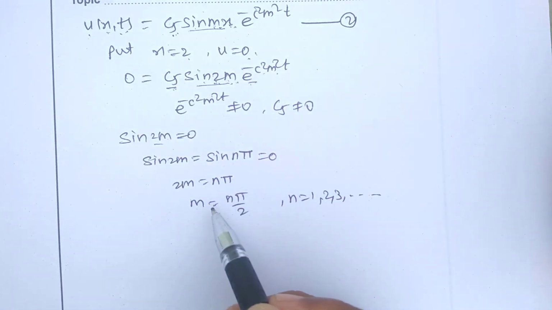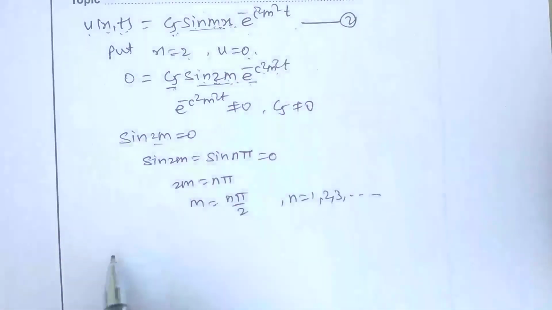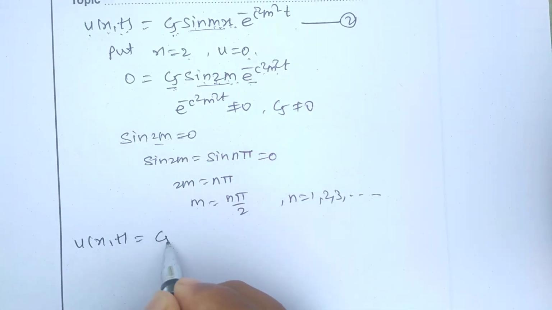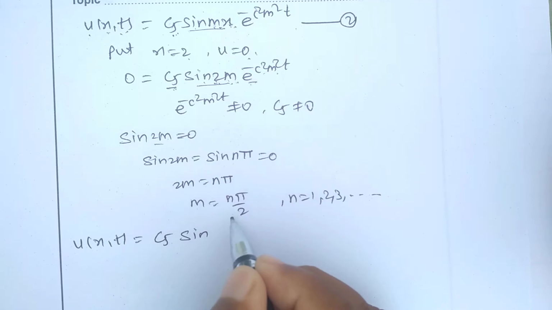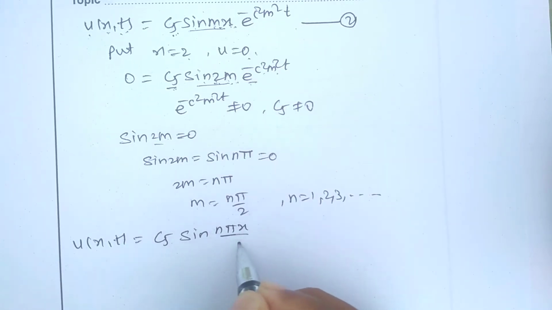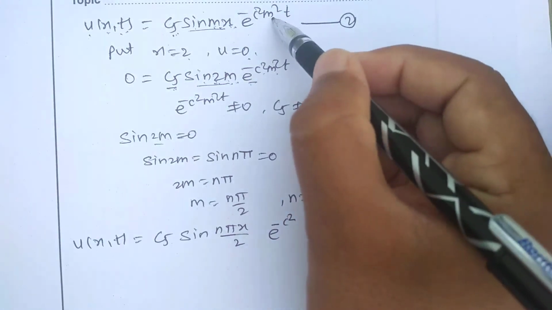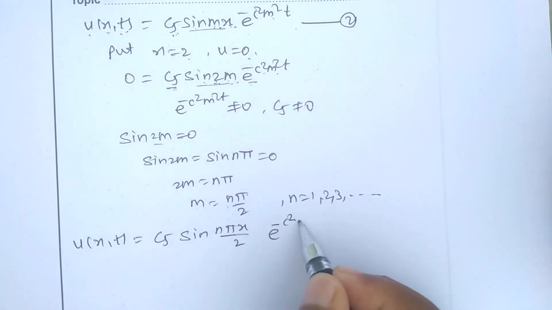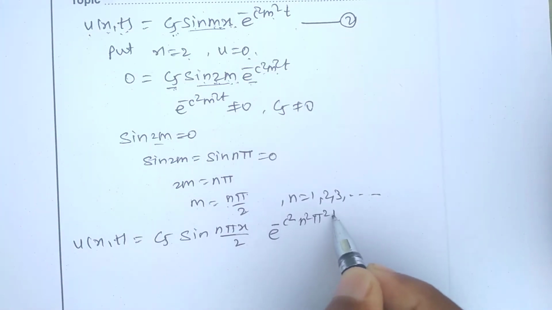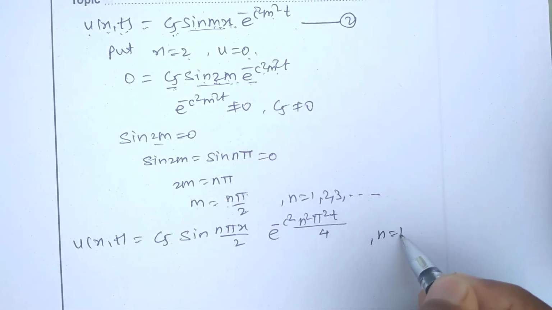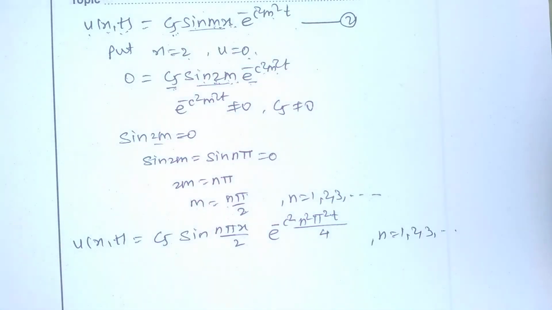Now put the value of m in that equation number 2, the last equation. So you will get u of x comma t is equal to c5 sin of n pi x by 2 e raised to minus c square, m square, where the value of m is n pi by 2, so it is n square pi square t upon 4. Here n is equal to 1, 2, 3 and so on.